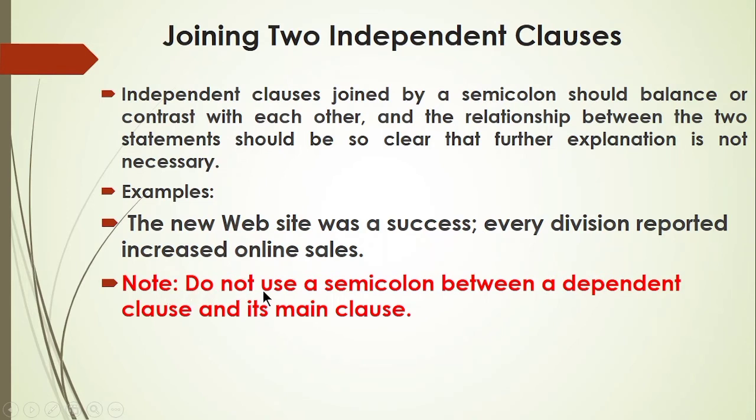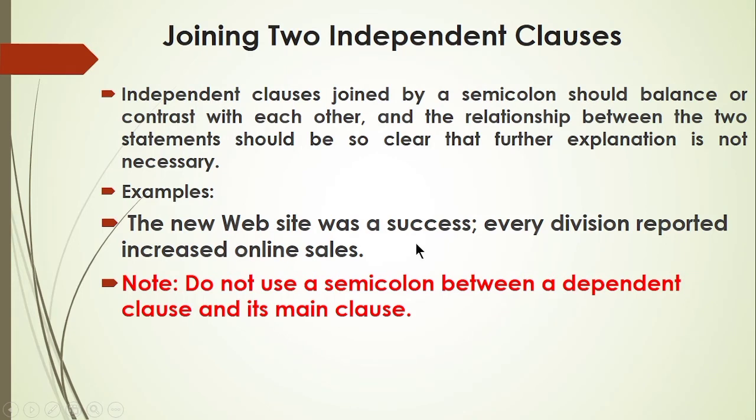Note, do not use a semicolon between a dependent clause and its main clause. But remember, if there are two clauses in a sentence and one is dependent, one is independent, we are not supposed to use a semicolon. So a semicolon is only permissible between two independent clauses.